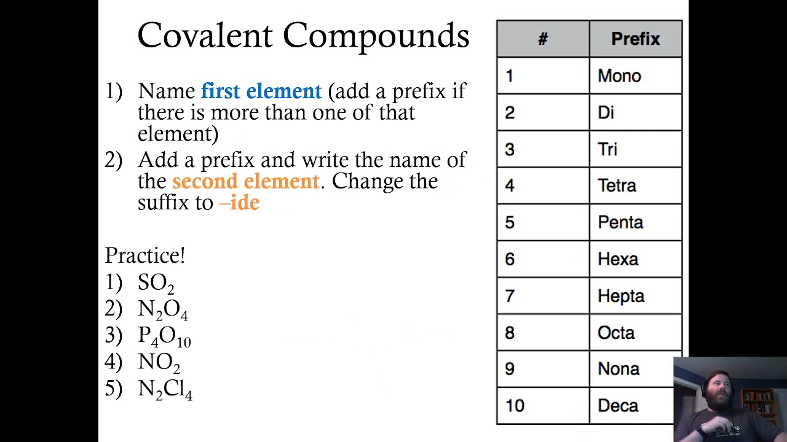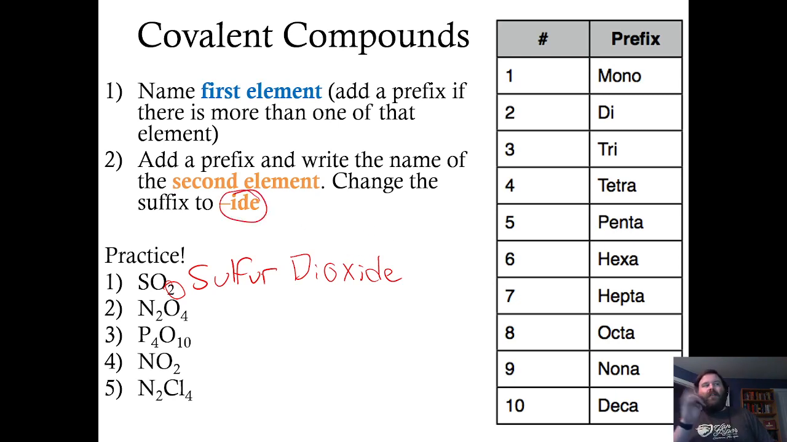So, let's do a little bit of practice here. We've got sulfur. There's only 1 sulfur, so we don't need to add a prefix. So this is sulfur. And then we write the second one, but there are two of them, so we add a prefix, dioxide, right? Because it's not dioxygen, it's dioxide because it's the second element.